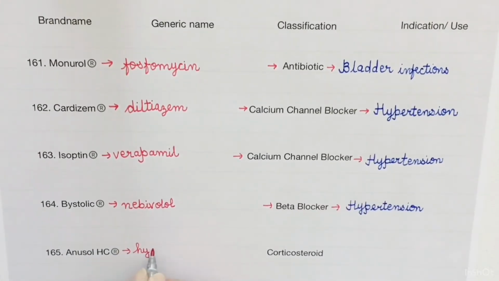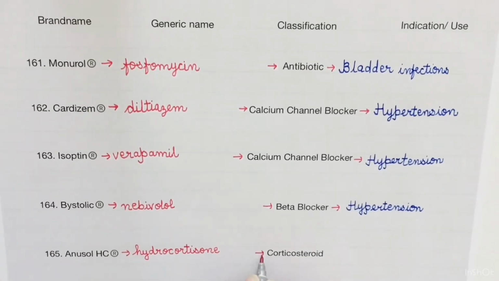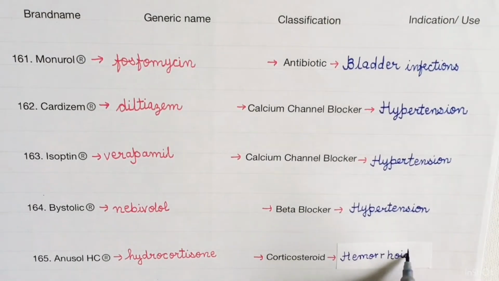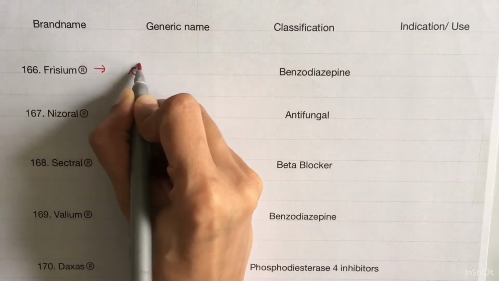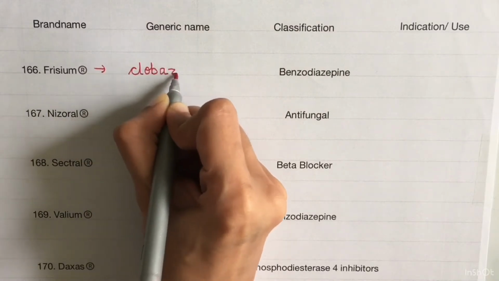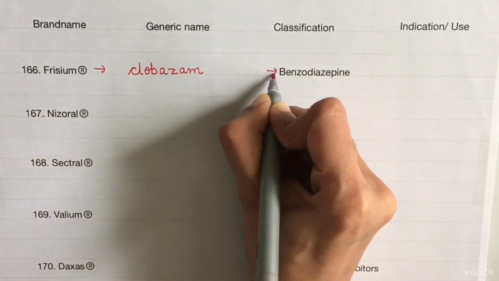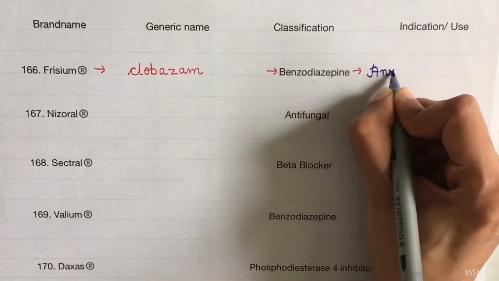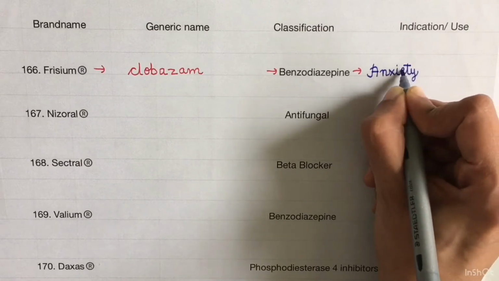165 is Anusol 8C. Its generic is hydrocortisone. Its class is corticosteroid, and it's used for hemorrhoids. 166 is Frisium. Its generic is clobazam. Its class is benzodiazepine, and it's used for anxiety.